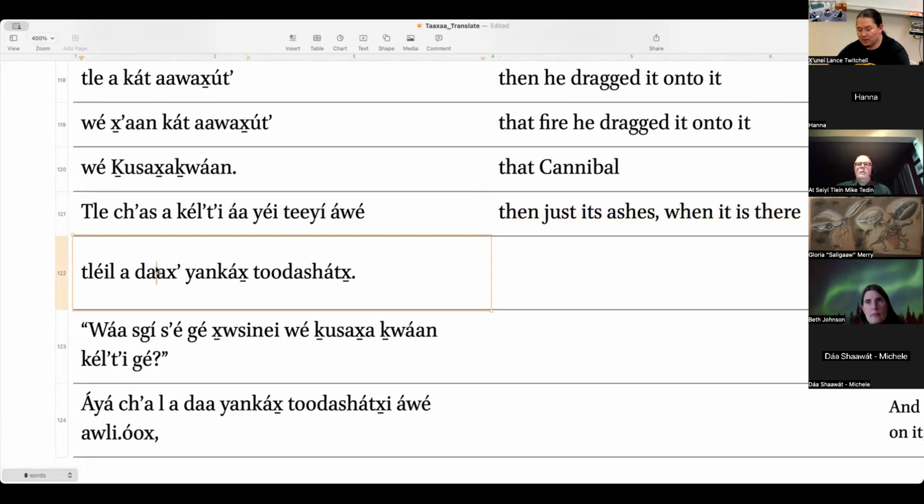Tesh adag yan kak tudish to deshat. Anybody figure this one out? He couldn't make up his mind. Yeah, that's it. I wrote he couldn't come to a conclusion. I said he couldn't complete his thought, I think. That's what I said. No, he couldn't finish changing his mind. He couldn't, yeah. Yeah, so to deshat.